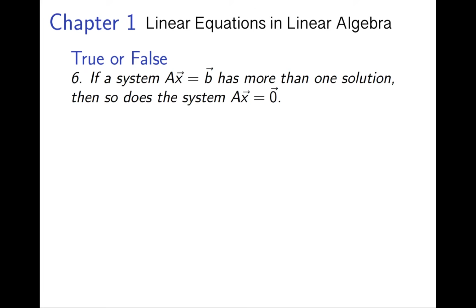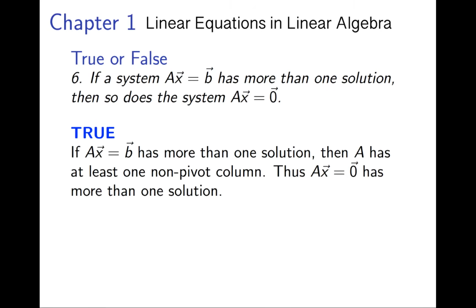Number 6. If a system AX equals B has more than one solution, then so does the system AX equals 0. Well, that's true. If AX equals B has more than one solution, then one of the columns of A must be a non-pivot column. And if A has a non-pivot column, then AX equals 0 will have more than one solution.